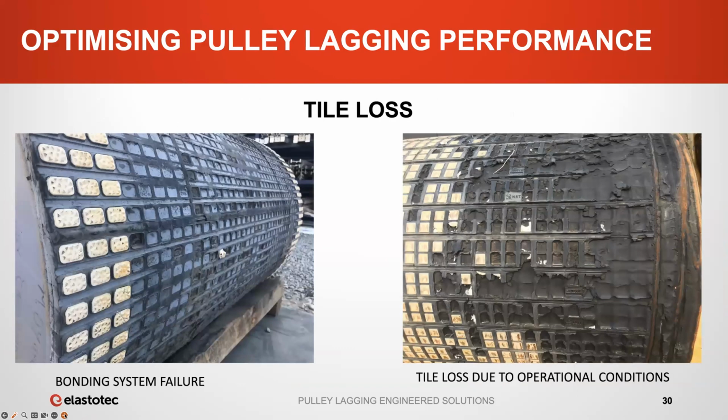The second failure mode we'll look at is tire loss. The two main causes of tire loss: this photo on the left is an example of failure of the bonding system, and this photo on the right is tire loss due to operational conditions, where the tiles have physically been torn out of the rubber backing, as opposed to the bonding system failure, where you can see these neat little pockets.